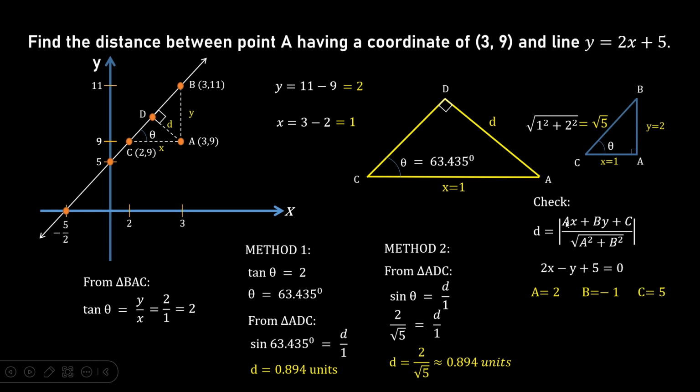Again, x is equal to the x coordinate of the given point, which is 3, and y here is equal to the y coordinate of the given point A, which is equal to 9. If we substitute all these values in the given formula, we will get a value which is also equal to the value that we got without using this formula.